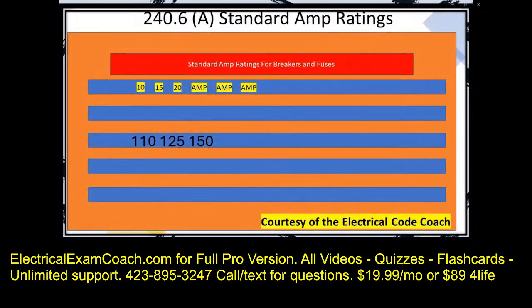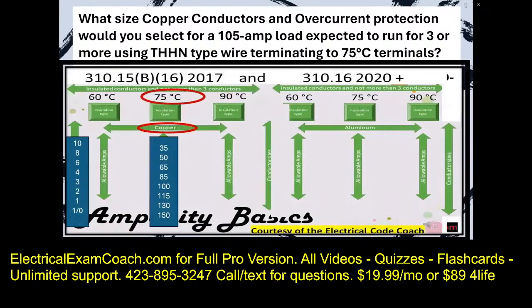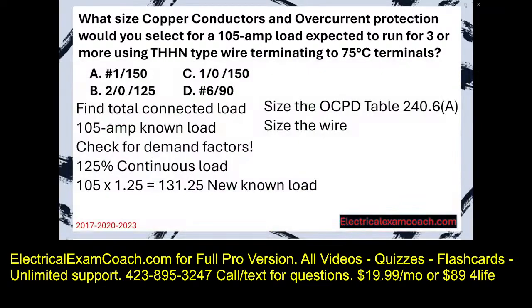We head to table 240.6(A) and we choose the next standard size, which is a 150. Now we can come back and size the wire. We head to our ampacity table. We're on the copper side, 75 degree C column. We're going to go down and we're going to find a wire that covers the known load, and we're good to go. We're going to select a 1/0 on 150. Let's get to it.